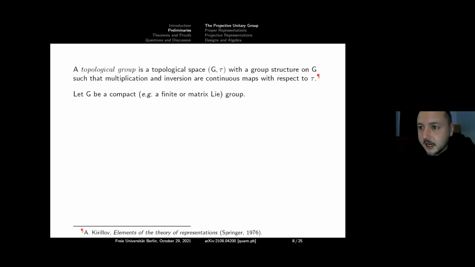The running example is a finite group, but also any matrix Lie group like the unitary group. It's easy to see that the unitary group is compact via the Heine-Borel theorem. First of all, it's bounded because, choosing an operator norm, the unit modulus eigenvalues mean it's contained in the unit ball, right?